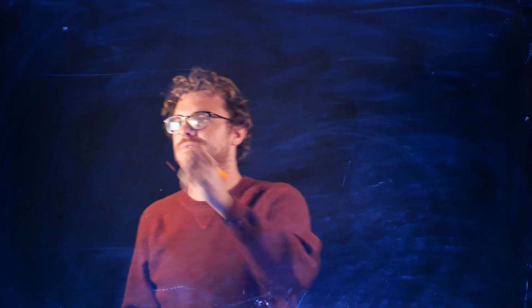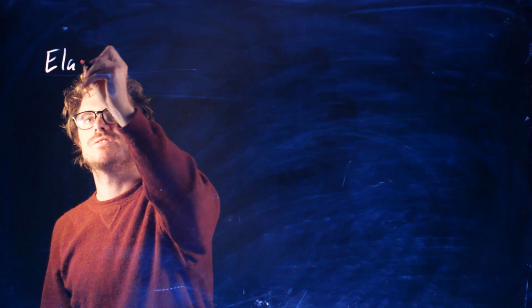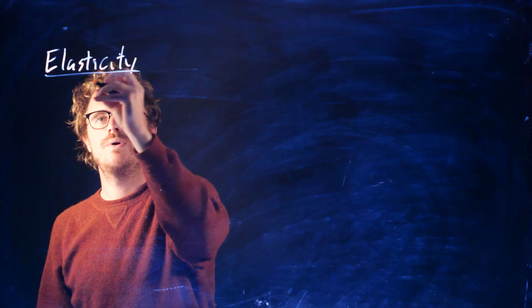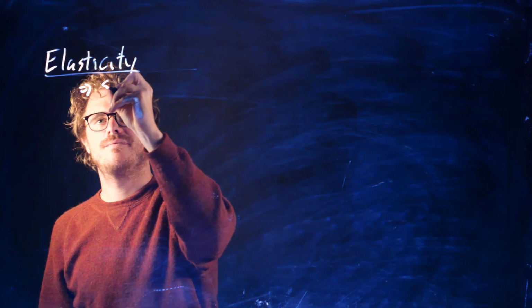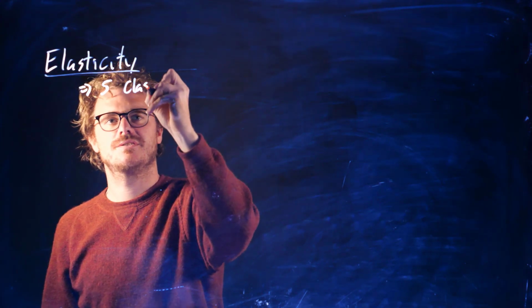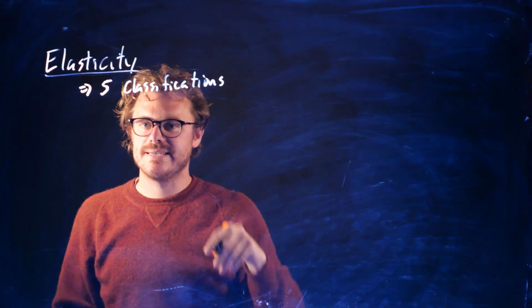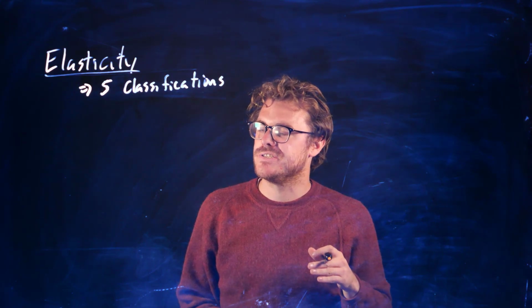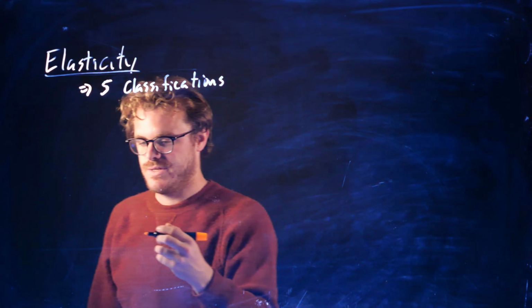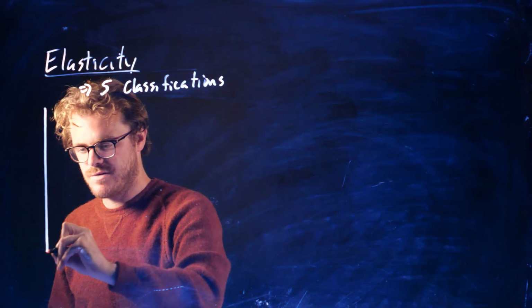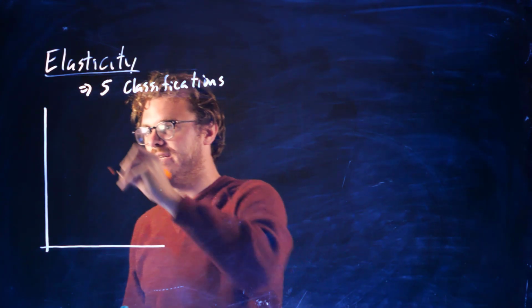In general, we can think of 5 different classifications for elasticity. And we can see all of these different classifications on a linear demand curve. So let's draw out a demand curve and let's write out the formula and talk about it.